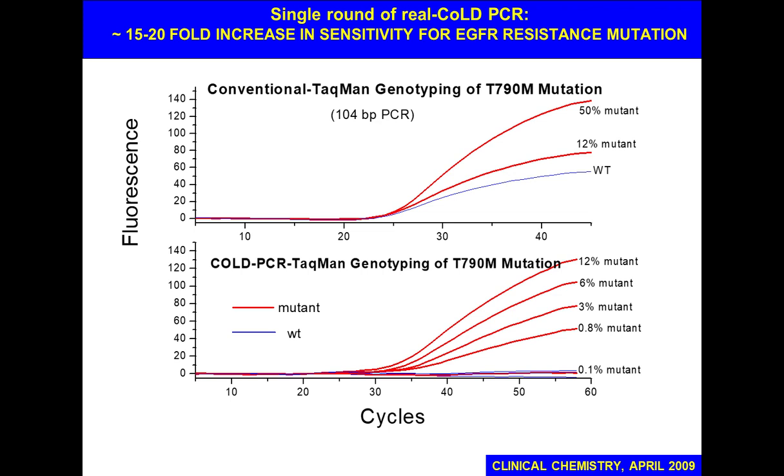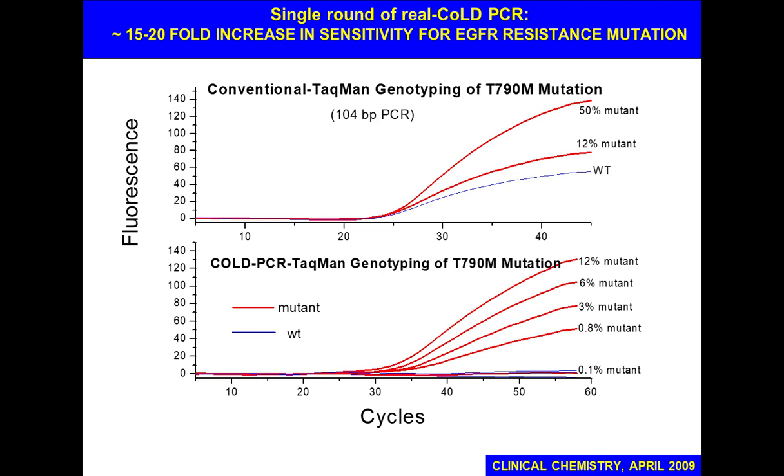On the top panel, you see a conventional TaqMan genotyping of the T790 EGFR resistance mutation. And under this approach with conventional TaqMan, you can just differentiate about 12% mutant to wild type from the signal that you get from pure wild type. You cannot go any lower. If you apply the very same primers, the very same probes using COLD-PCR cycling, then you can go down to 0.8% mutant to wild type.